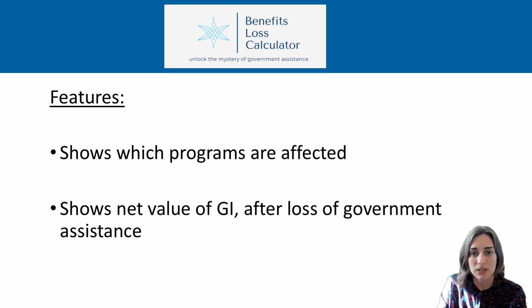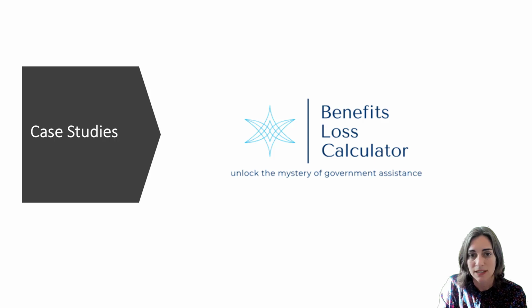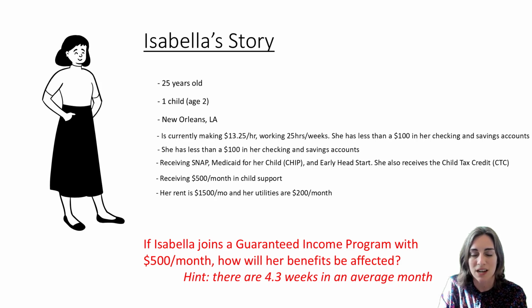The Benefits Loss Calculator shows which programs are affected by guaranteed income and the extent to which they are affected. The tool then calculates the net value of guaranteed income after the loss of government assistance is taken into account. To access the calculator, you can navigate to the link you see here and click on the Calculate Benefits Loss tab. Now, the best way to learn how to use the Benefits Loss Calculator is through examples. First, we'll examine the case of Isabella.